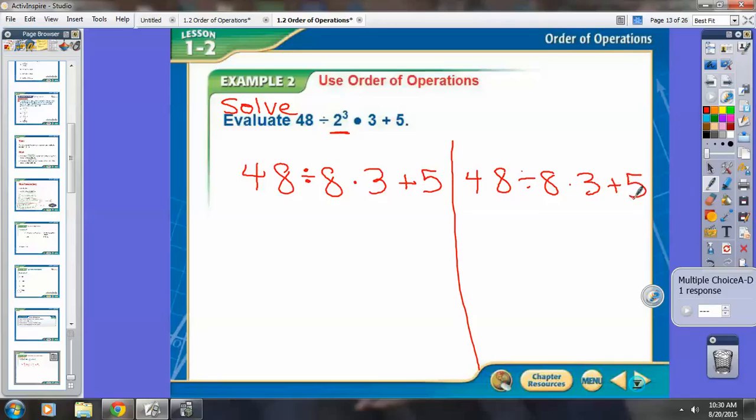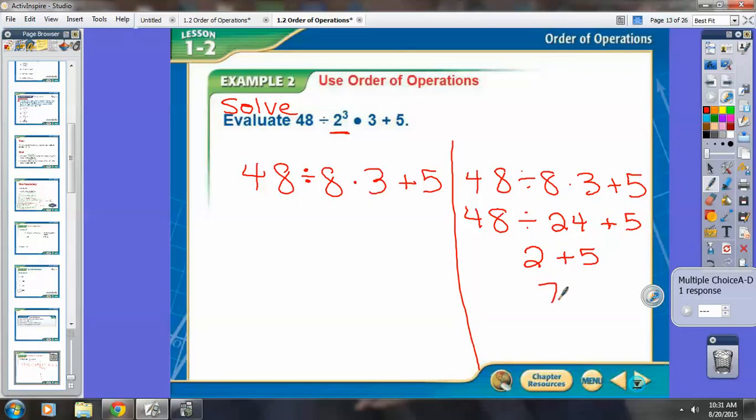This step is where a lot of students struggle. They think, order of operations says parentheses, exponents, multiplication's next, and then they're going to do multiplication next. So, 48 divided by 8 times 3, multiplication, that's 24 plus 5. Okay, and then what would they do next? Division. 48 divided by 24 is 2, and 2 plus 5 is 7.